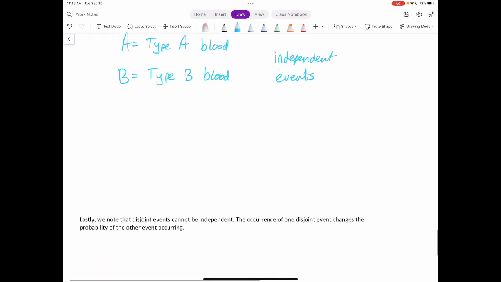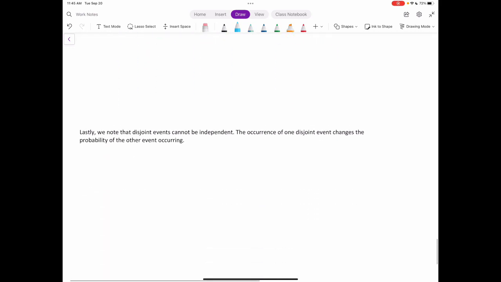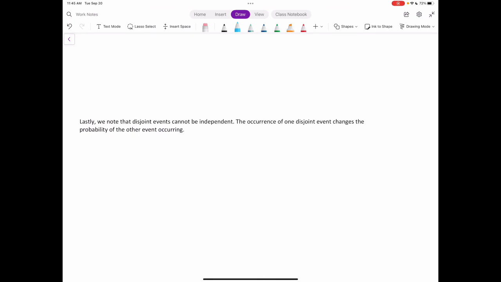All right, lastly, a quick little blurb. As I said, disjoint and independent events sometimes are confused, but just know this. We note that disjoint events cannot be independent. It just can't happen, right? Because when we have disjoint events, that means that the occurrence of one event certainly affects the outcome of the other event occurring. So disjoint events will lead to a set of dependent events.